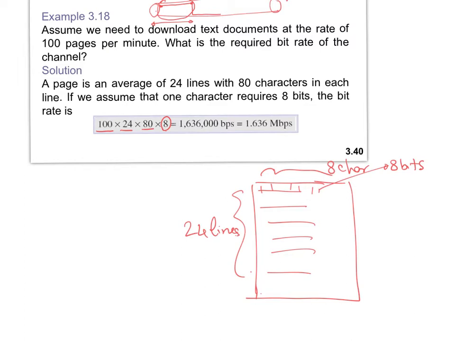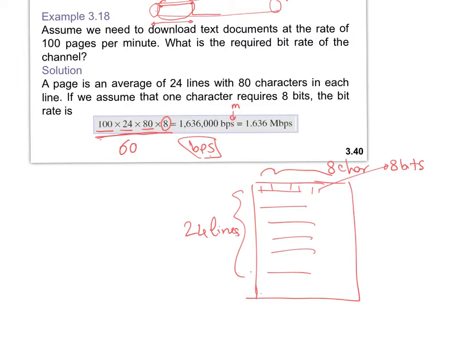And this will give us the bit rate in terms of bits per minute. Yes, bits per minute. So it's bits per minute here, or we have to divide this by 60 if we want to get this rate in bits per second. So remember that.